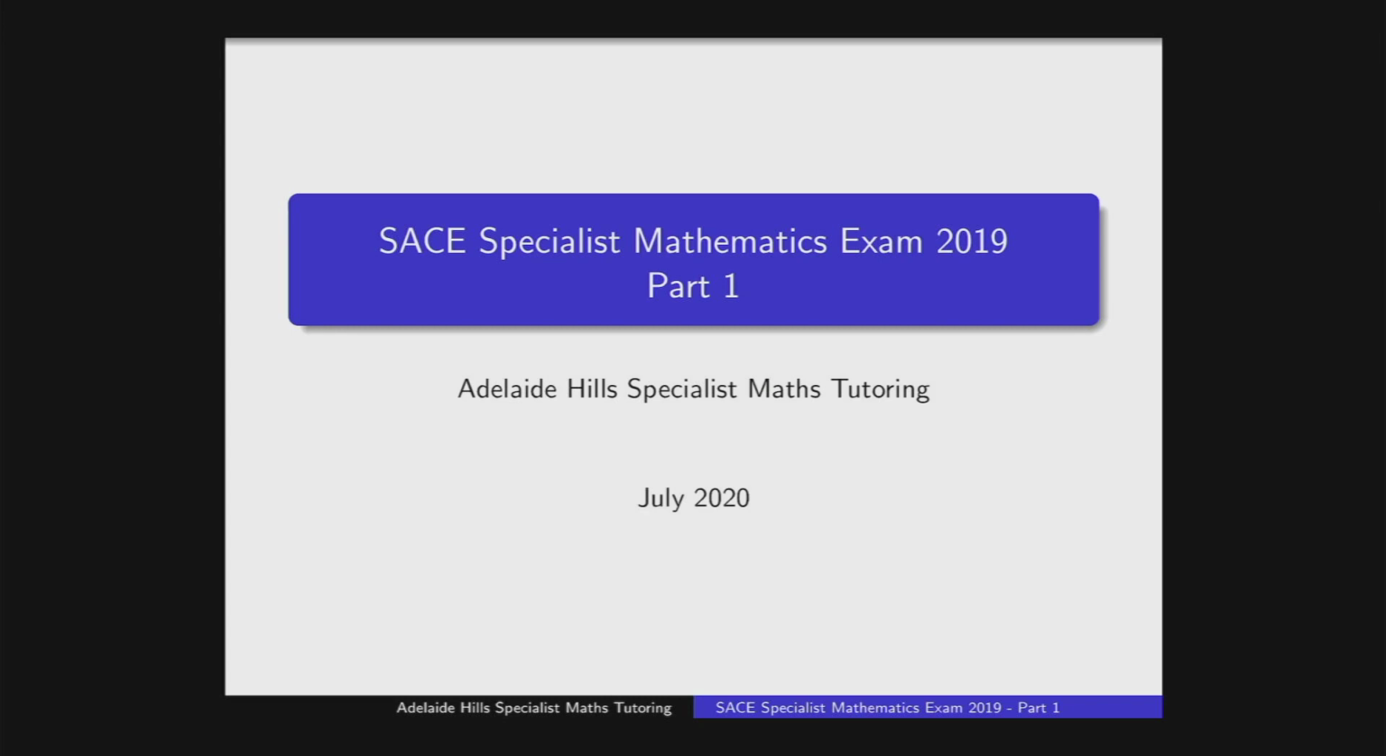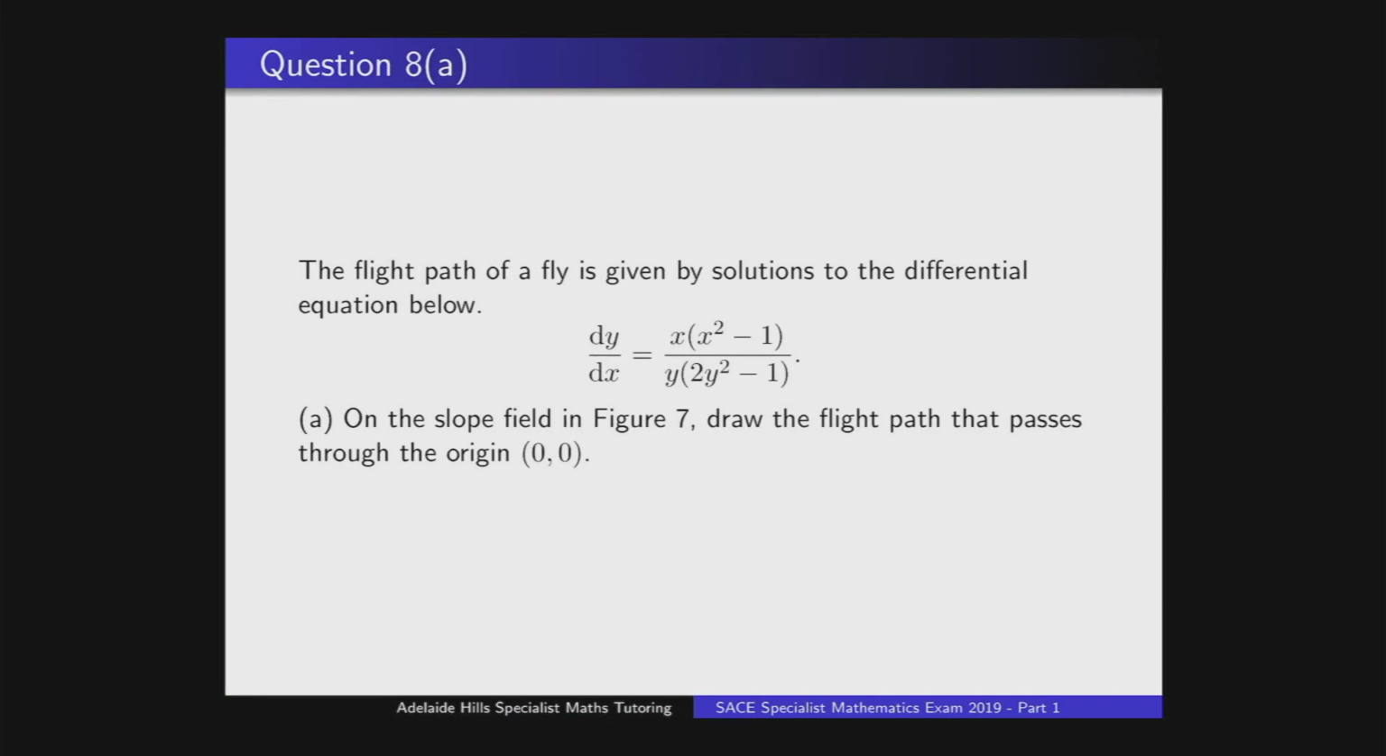Okay, so question 8 was a question that involved doing some integration to solve a problem, and the problem is posed like this. It says that the flight path of a fly is given by solutions to the differential equation below. And the differential equation is dy/dx is equal to x times (x squared minus 1) divided by y times (2y squared minus 1). And part A of this question is, you're given a slope field in figure 7 and you need to draw the flight path that passes through the origin, the point (0, 0).